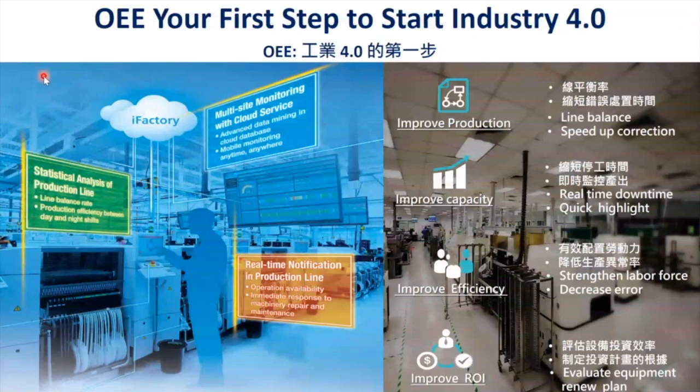So when people are looking into this key information in the factory, in the production flow, what are they really care about? Okay, they want to know about the statistics of the production line, right? They would like to understand about multi-site monitoring. It could be on premises, it could be cloud services. They want to have some real-time notification in the production flow as well.